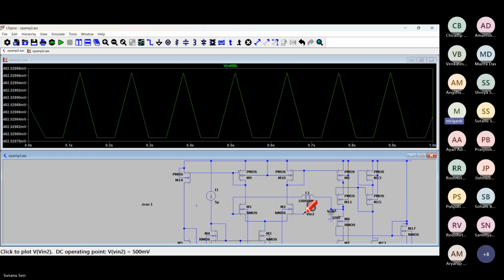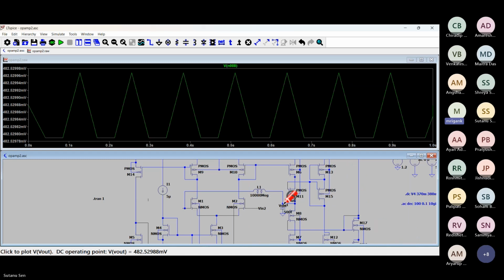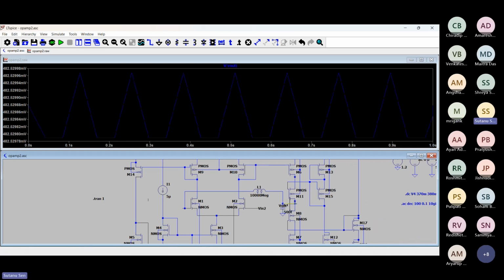So the same will be at the output also. The output you will also get similar. Output is also the same, following this. Yeah. As we expected, the inductor is going to be shorted at DC. As a result, from the DC point of view, it is acting like a voltage follower. But there is a difference between the two sides.